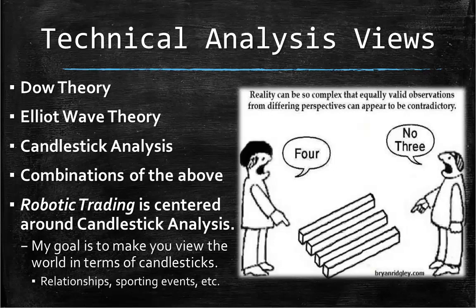And it's one of those things where I found this comic, and I think it's pretty interesting. But reality can be so complex that equally valid observations from differing perspectives can appear to be contradictory. And I still don't know the answer to this. I don't think there is one because it's a trick one. But here I see 1, 2, 3, 4. But then over here I see 1, 2, 3. So I don't know what it is, but that's the point.